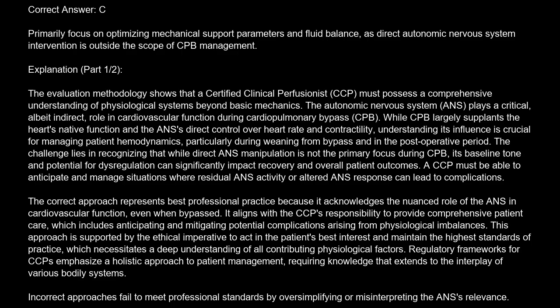The autonomic nervous system (ANS) plays a critical, albeit indirect, role in cardiovascular function during cardiopulmonary bypass, CPB. While CPB largely supplants the heart's native function and the ANS's direct control over heart rate and contractility, understanding its influence is crucial for managing patient hemodynamics, particularly during weaning from bypass and in the postoperative period. The challenge lies in recognizing that while direct ANS manipulation is not the primary focus during CPB, its baseline tone and potential for dysregulation can significantly impact recovery and overall patient outcomes.